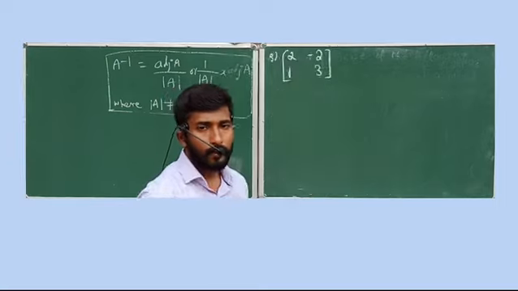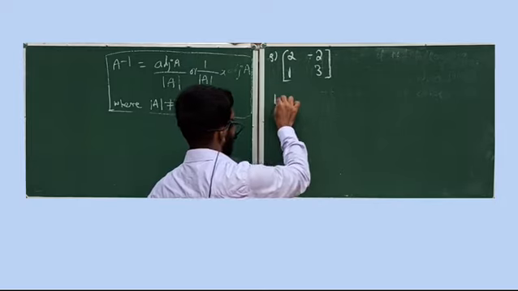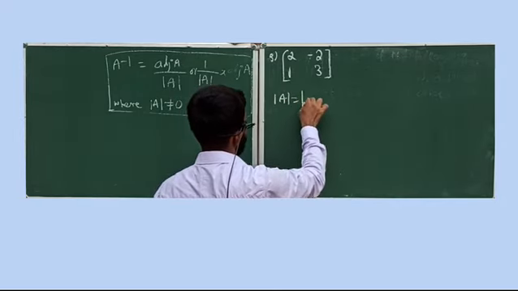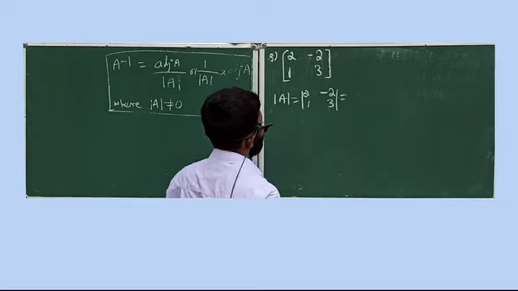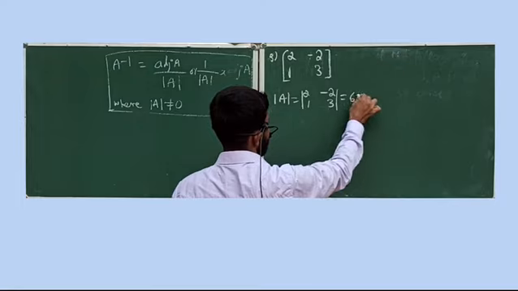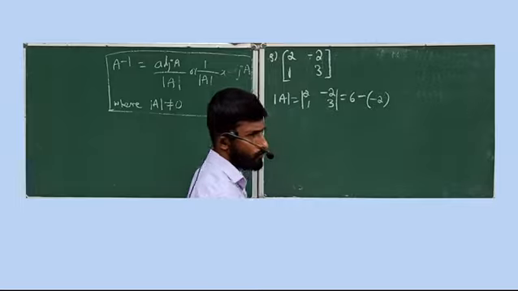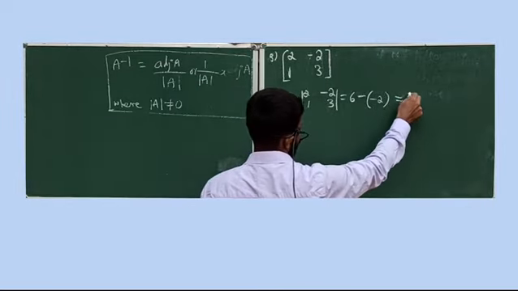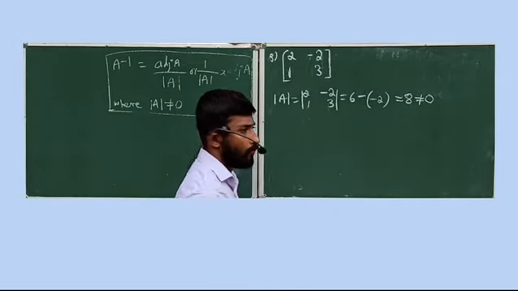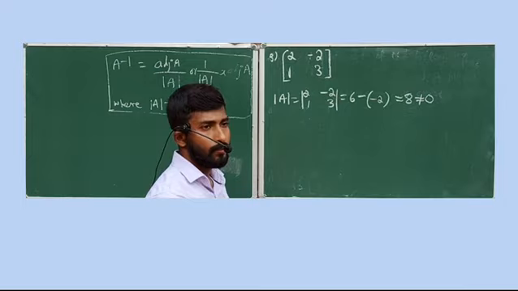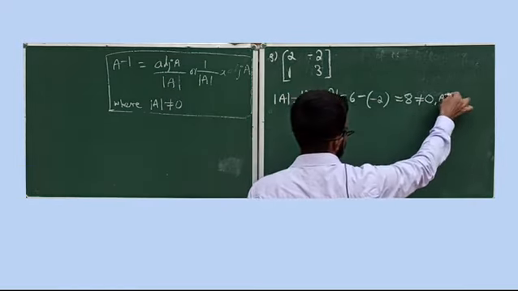See the next question. 2, minus 2, 1, 3. First calculate determinant A. Determinant A is equal to determinant 2, minus 2, 1, 3. It's equal to product of diagonal entries, 3 2s are 6, minus product of non-diagonal entries, minus 2 into 1 is minus 2. 6 plus 2, it's equal to 8. It's not equal to 0. 8 is not equal to 0. What does it imply? Determinant of A is not equal to 0 means A inverse exists.